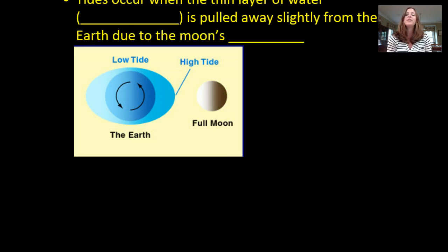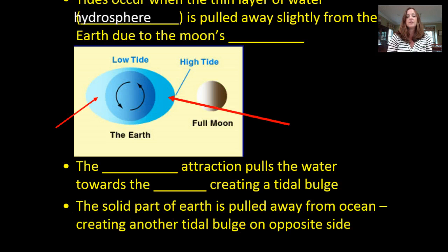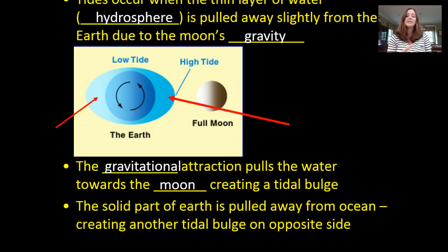Tides occur when the thin layer of water, which we know as the hydrosphere, is pulled away slightly from the Earth due to the moon's gravity. The gravitational attraction pulls water towards the moon and it creates a tidal bulge. The solid part of the Earth is pulled away from the ocean, creating another tidal bulge on the opposite side.